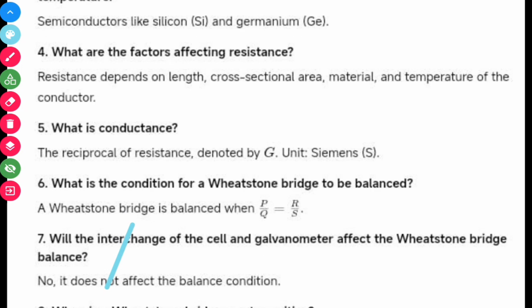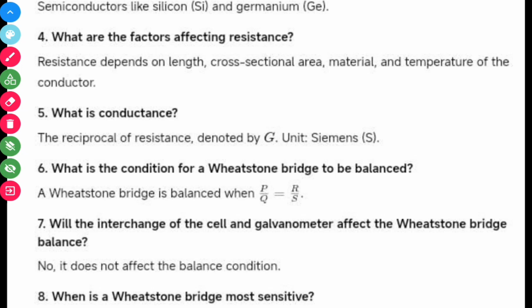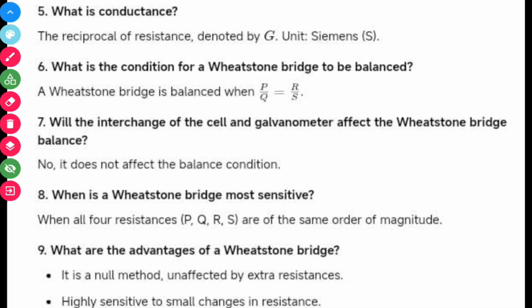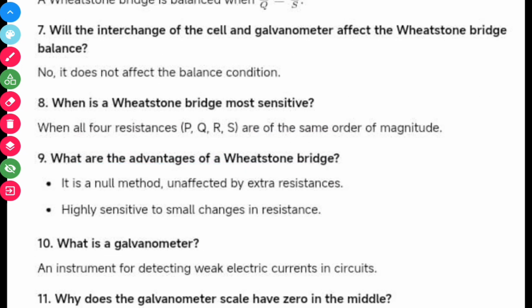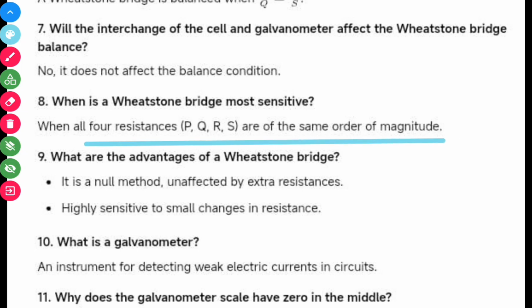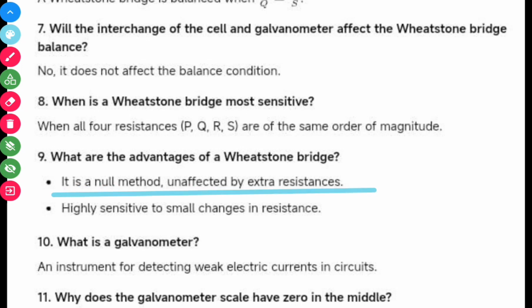What is the unit? Siemens. What is the condition for Wheatstone bridge? A Wheatstone bridge is balanced when P by Q is equal to R by S. Will the interchange of cell and galvanometer affect the Wheatstone bridge? No, it does not affect the balance condition. When is a Wheatstone bridge more sensitive? When all four resistances are of the same order of magnitude. What are the advantages of Wheatstone bridge? It is a null method, unaffected by extra resistance, and highly sensitive to small changes in resistance.